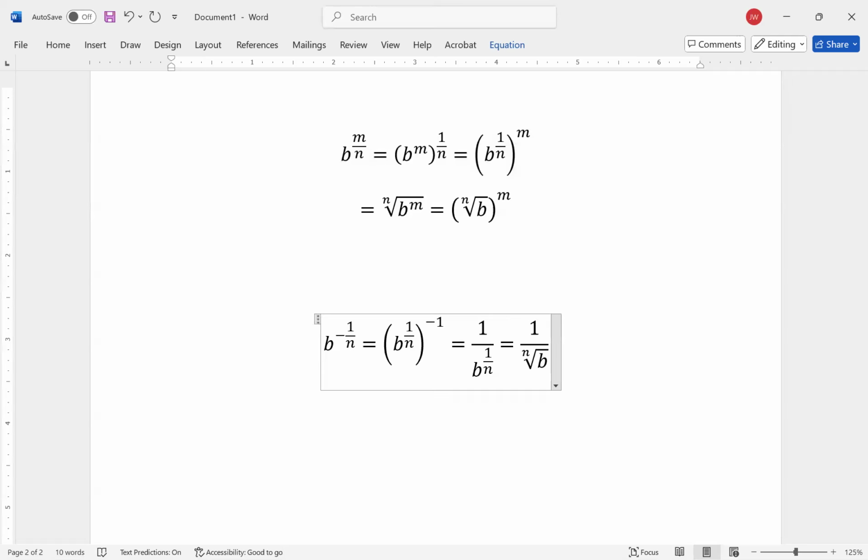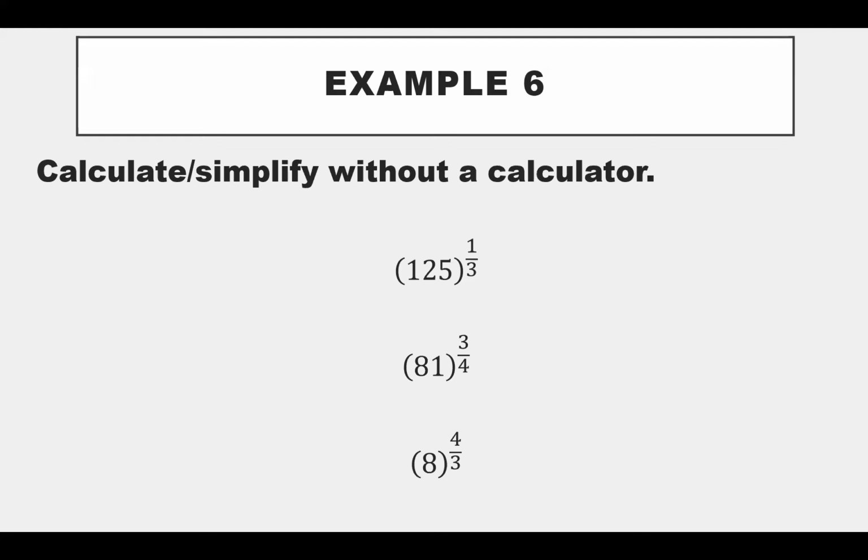So let's calculate or simplify these expressions, and we'll do so without a calculator to begin with. So 125 raised to the 1/3 power, 81 raised to the 3/4 power, and 8 raised to the 4/3 power. If you want to try this on your own, go ahead and push pause on the video. Otherwise, I'll show you how it's done in a couple of seconds.